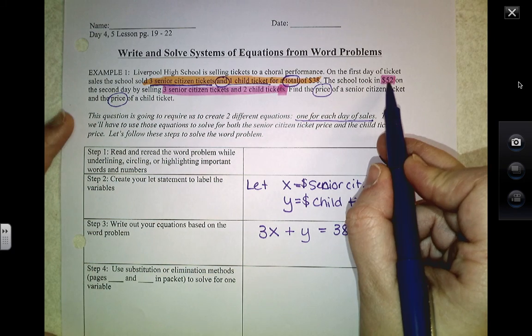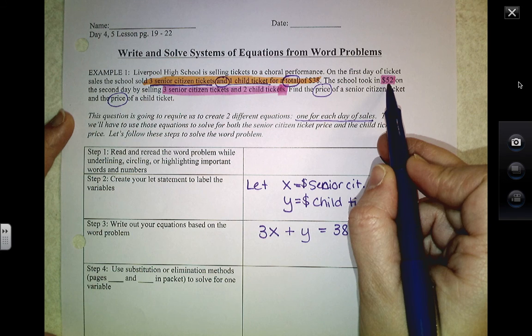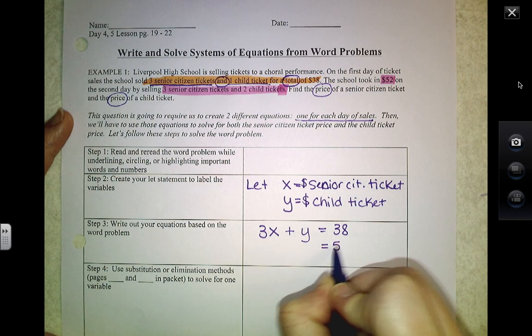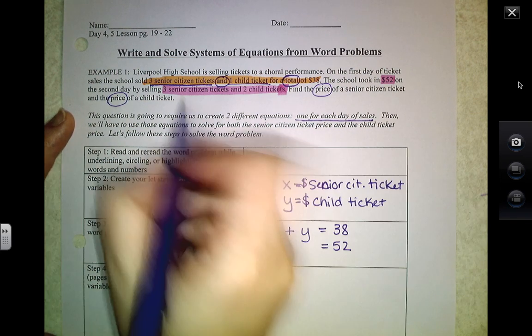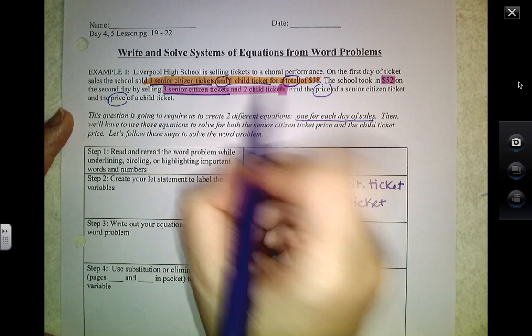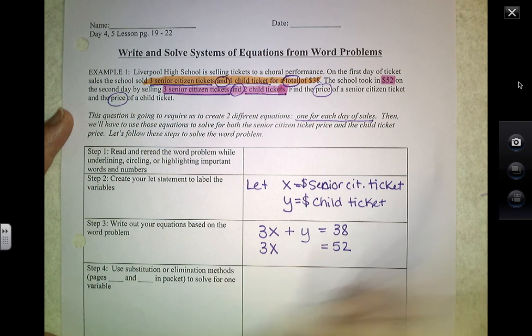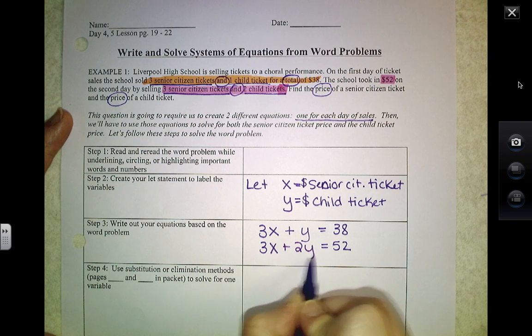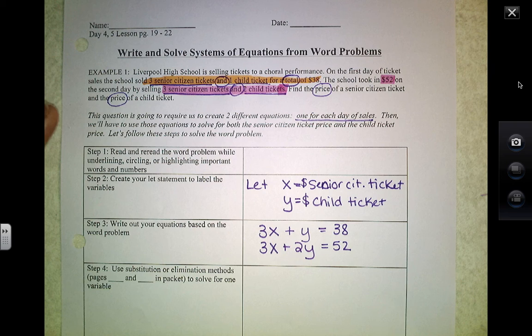Now I'm going to do the same thing with the pink highlighting, okay? Now the $52 is the cost, so that has to go at the end. So the equation is going to equal 52. And I have 3 senior citizen tickets, so that will be 3x. And 2 child tickets will be plus 2y.